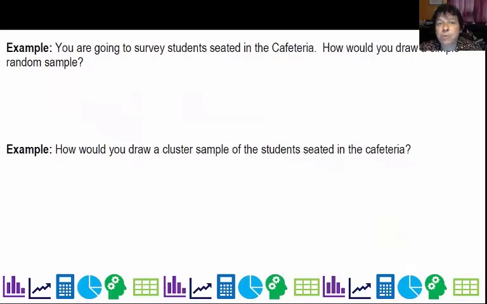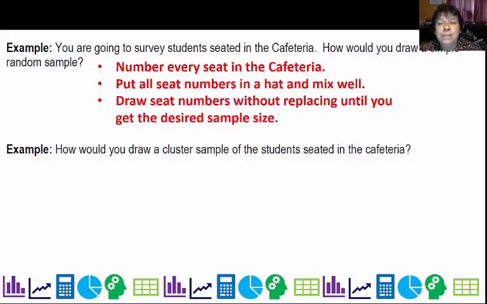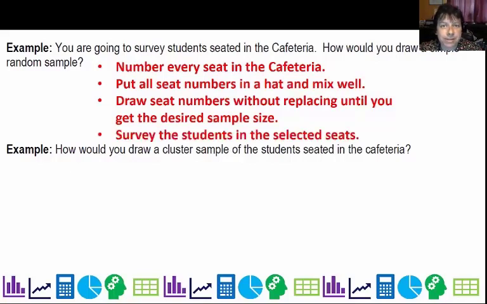Now, I'll do a quick example with the two methods. You're going to survey students seated in the cafeteria. How would you do a simple random sample? Now, I actually did do a survey of the cafeteria in the spring. And I could have done a simple random sample. If I'd done that, I would basically number every seat in the cafeteria, have some sort of unique identifier. Then I would put all those seat numbers in a hat, mix it well, and draw seat numbers without replacing to avoid repeats until I get however many people I want to survey. Then I would survey the people in the selected seats.